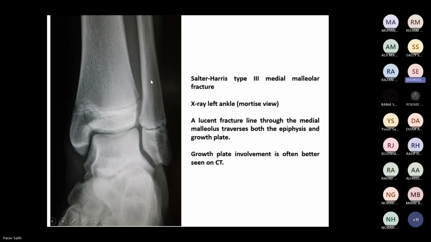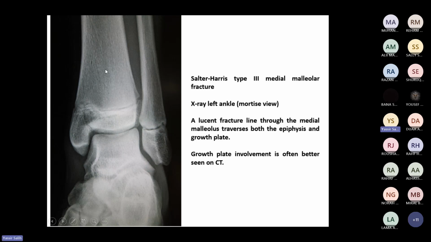This one is medial. No, there is another fracture in the lateral. This is medial. No, this is the fibula. Yes, the fibula is usually lateral and the tibia is medial. So this is the medial malleolus and this is the lateral malleolus.